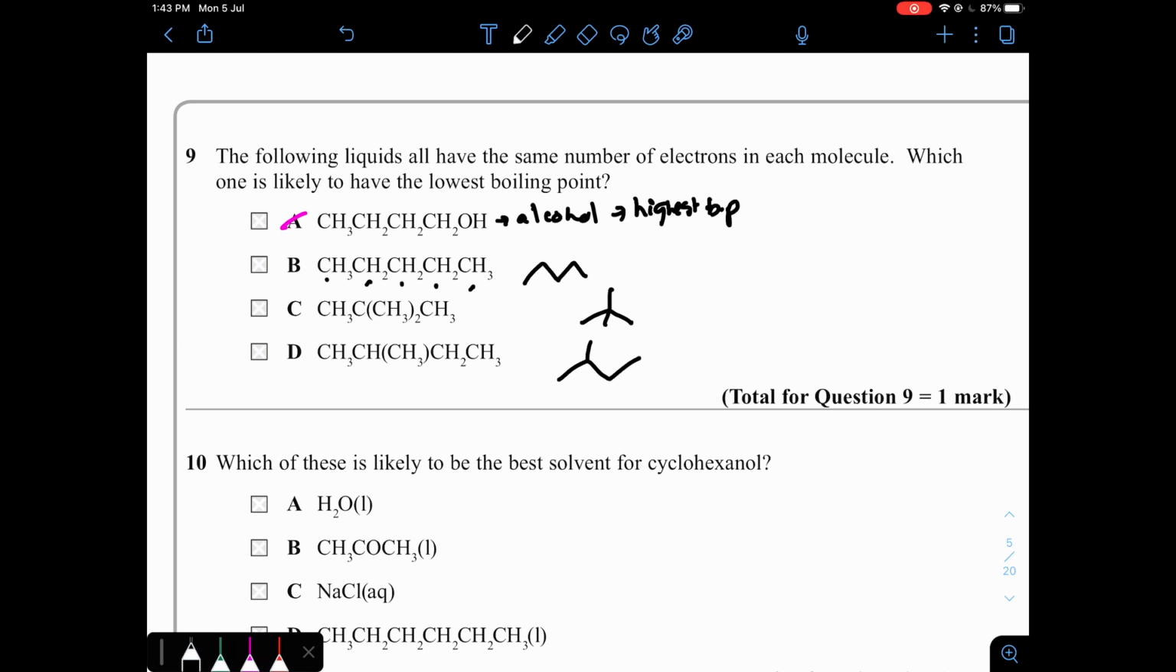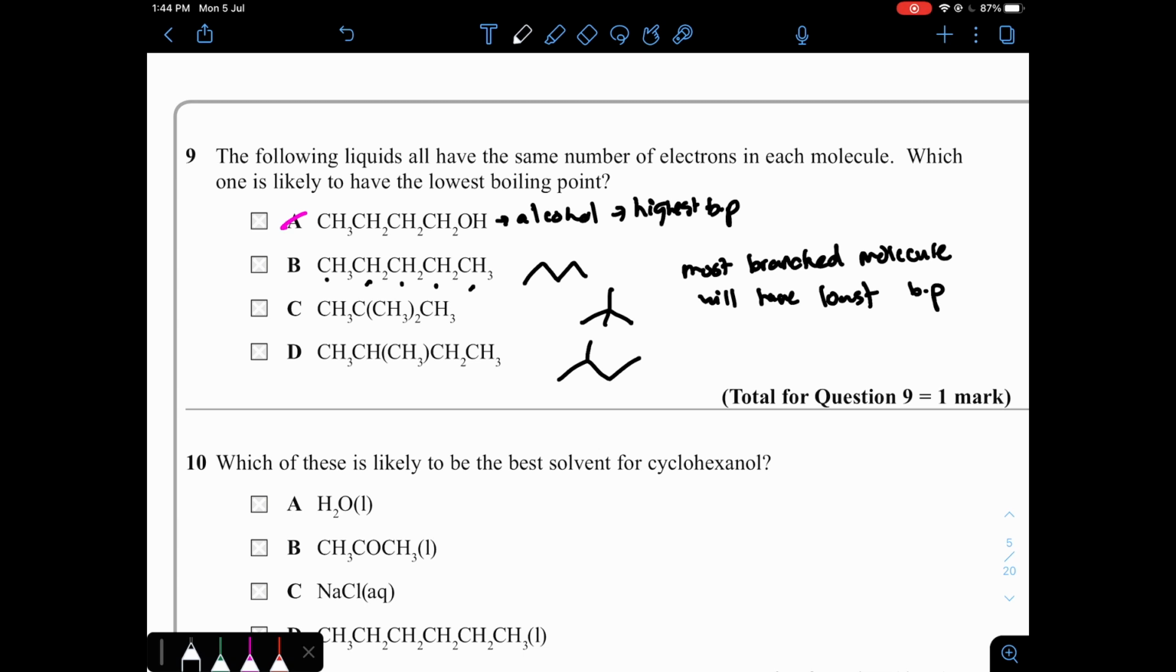Now the key thing here is how can we tell which one has the lowest boiling point? It's the one that's not the most stackable, if that makes sense. So basically what you need to know is it's the one that has the most branched chains. The most branched molecule will have the lowest boiling point.